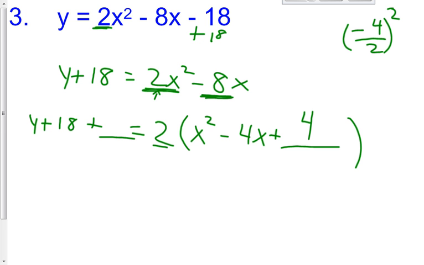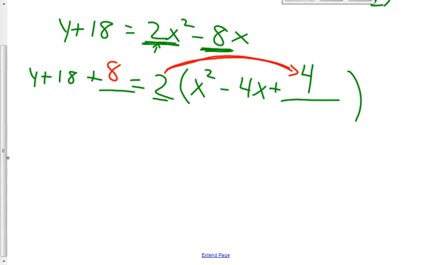Now remember, when we add 4, instinctively we want to add 4 here, but we're not going to do that right yet, because first we have to distribute that 2. We're adding 4 to the right side, but what we're actually adding is 2 times 4, which is 8. So if you add 8 to the right, you've got to add 8 to the left. That's the difference between the first 2 problems and these 2 problems.